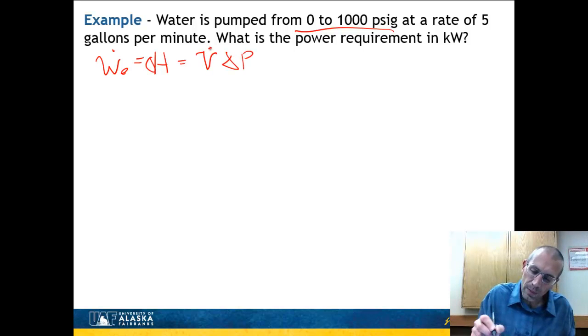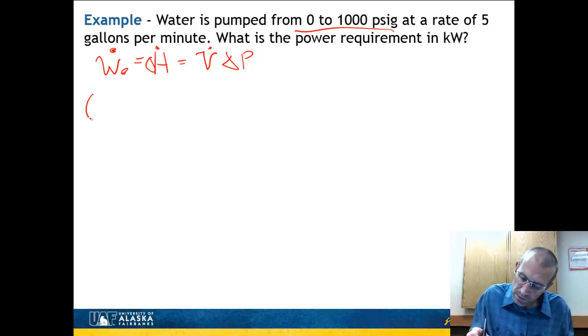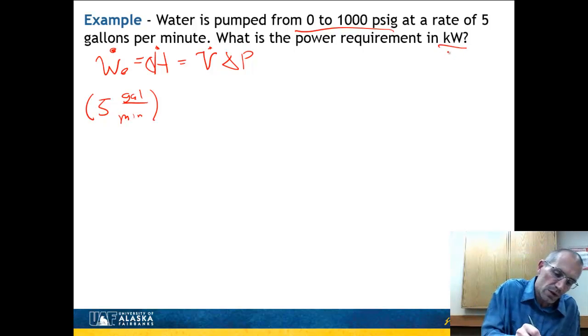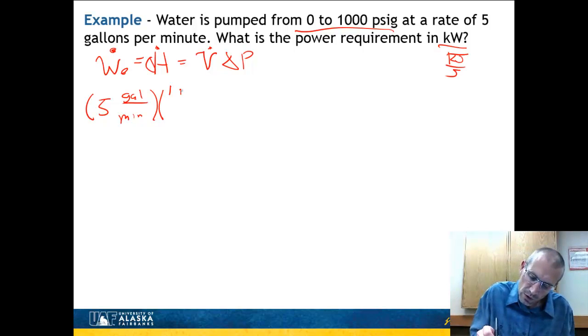And per time, this will be V dot times delta P, in watts. Those are all per time. So what I want to know is what my volume rate is, times the pressure. So let's go ahead and write down, we've got 5 gallons a minute. And we're going to want this in kilowatts, which is a kilojoule per second. So we want this per second. So do a unit conversion here.